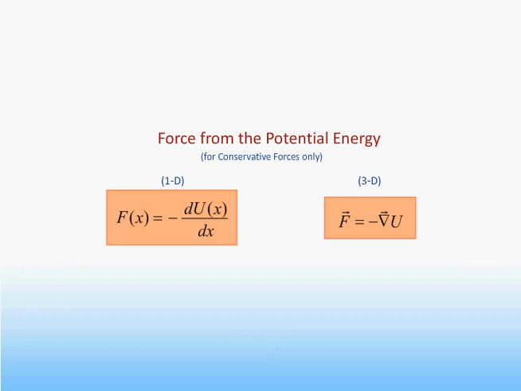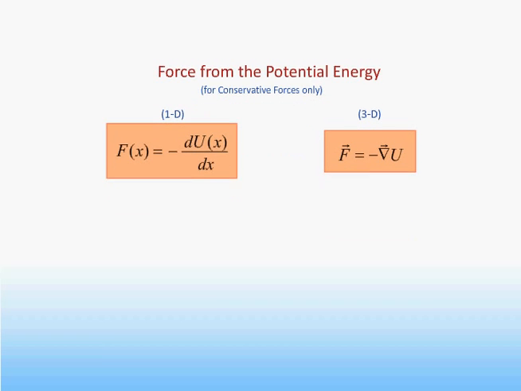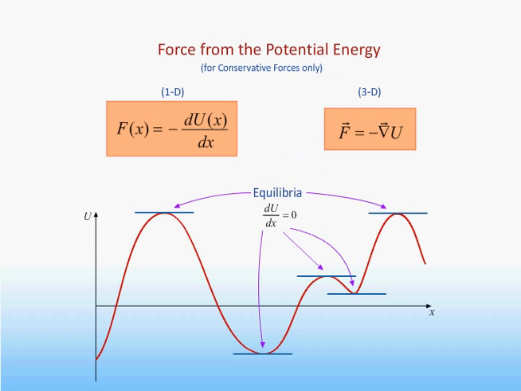Second, we determined that for conservative forces, the force acting on an object at any point is equal to minus the spatial derivative of the potential energy of the object at that point. Consequently, we can define the equilibrium positions for a particle acted on by conservative forces to be those locations at which the slope of the potential energy function is 0.